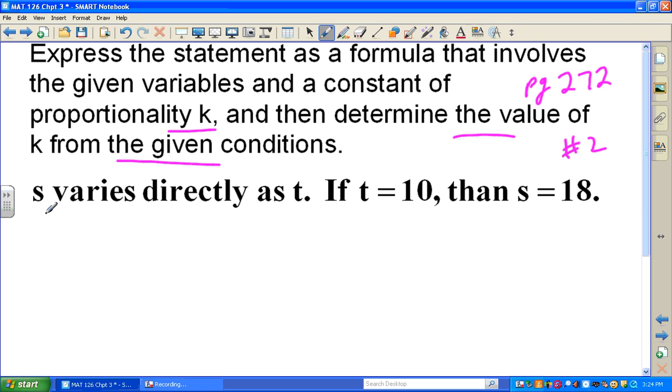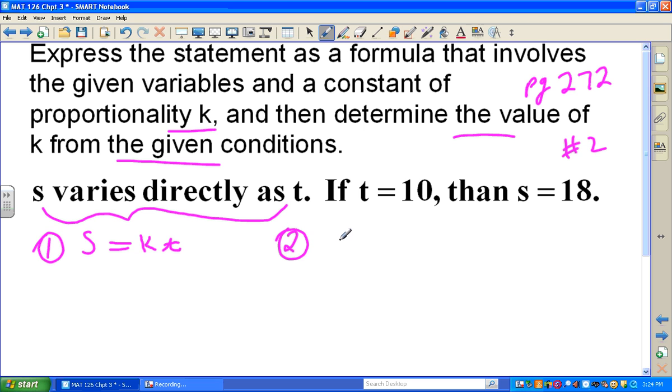So, here's our initial statement. S varies directly with t. That's first. Second, you put the numbers in. 18 equals k times 10. Very good. Whew, that was close. So after that, you have k equals 18 over 10. So, k is going to equal 1.8. I think 18 divided by 10, 1.8, sounds good to me.